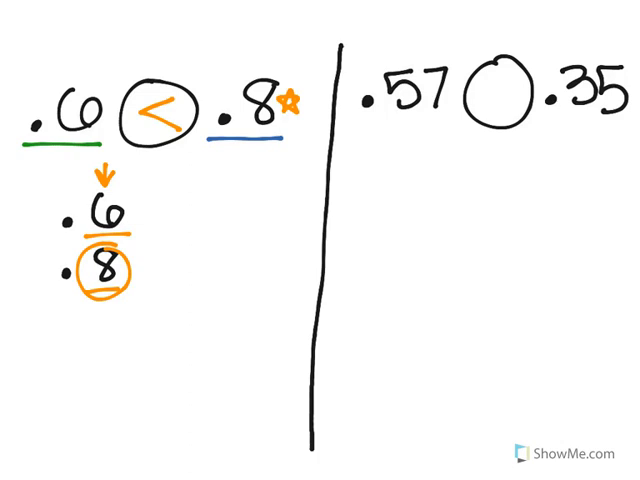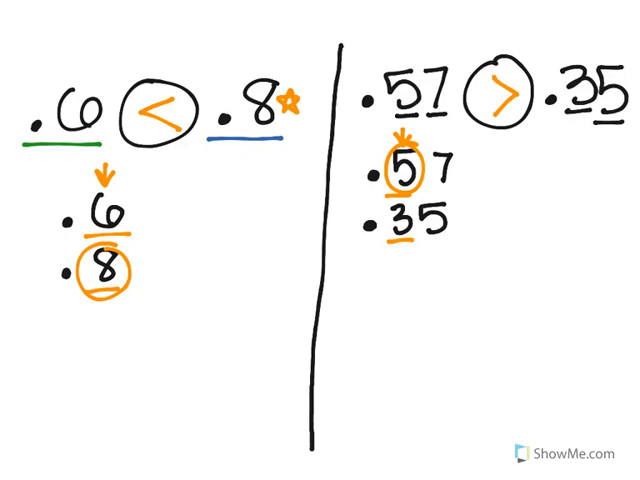Now I'm going to do the same thing here. I put my decimal points right on top of each other. I put the 5 and the 3 right on top of each other, then the 7 and the 5 right on top of each other, just like that. I start at the highest place value, which is right here, and I compare 5 and 3. Are they the same? No. 5 is bigger than 3. So 0.57 is bigger than 0.35.